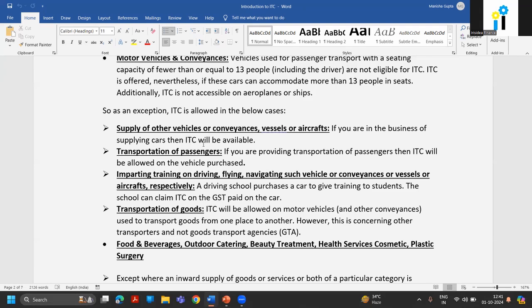Okay. Imparting training on driving, flying, navigating such vehicles, conveyances, vessels or aircraft respectively. Means you have purchased a car for providing car driving training, or flying or navigating training. So if a driving school purchases a car to give training to students, the school can claim ITC on the GST paid on the car.